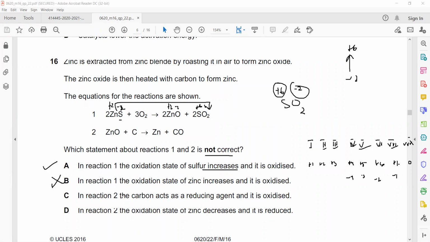In reaction 2, the carbon acts as a reducing agent. That's true because what happened? Zinc is reduced, oxygen is removed, so carbon is acting like a reducing agent and by itself it is oxidized. And in reaction 2, the oxidation state of zinc decreases. That's also true because +2 becomes 0, that is a decrease. So B is not the correct statement.